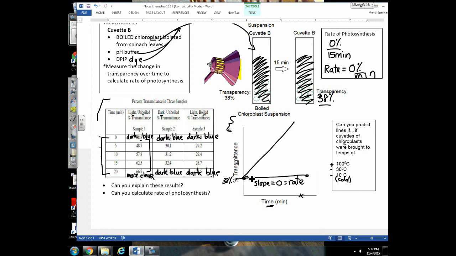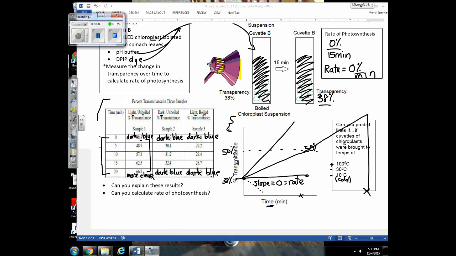transmittance from here. I feel like a lot of students would put some kind of negative sloped line coming down, and that's not the case. We're still going to change the transmittance, make it more clear. So let's say it's at about 50% transmittance. And eventually it will go all the way clear. It's just going to take a lot longer time for all of the DPIP to be reduced. And with that information, you should be able to set up and run this dye reduction technique virtually and be able to draw conclusions and understand what's going on when we use this technique.